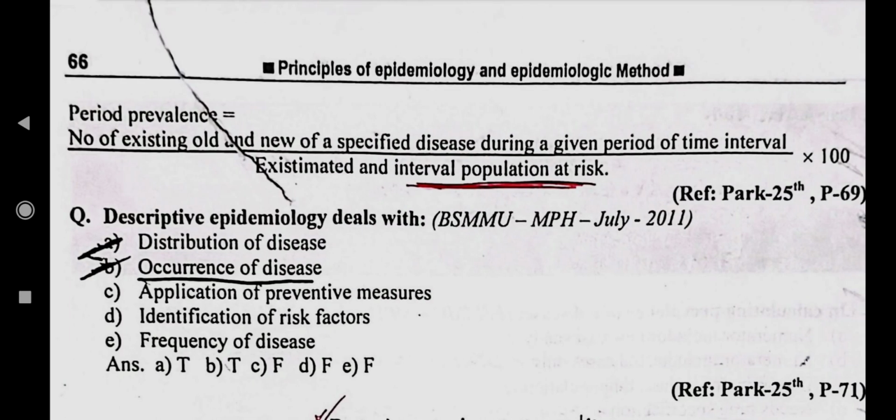Descriptive epidemiology deals with the distribution of disease, occurrence of a disease. False answer: application of preventive measures, identification of risk factors, frequency of disease.